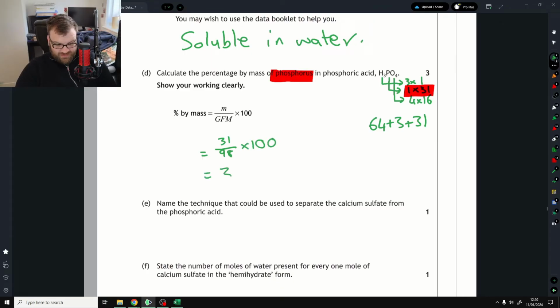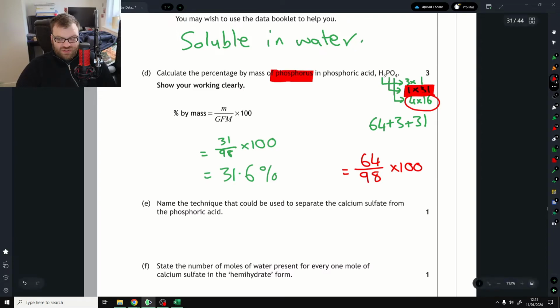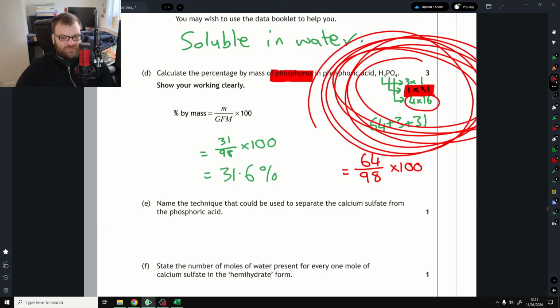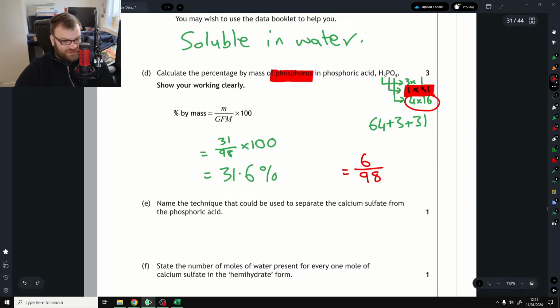That will give me 31.6% is phosphorus. If you were asked a different question to talk about percentage of oxygen, the GFM will still be 98. However, for oxygen, there's 4 of them, each having a mass of 16. You would do 64 divided by the GFM times by 100 to get your answer for that. So whatever mass of the chemical in question is in your GFM, you use that in your calculation.